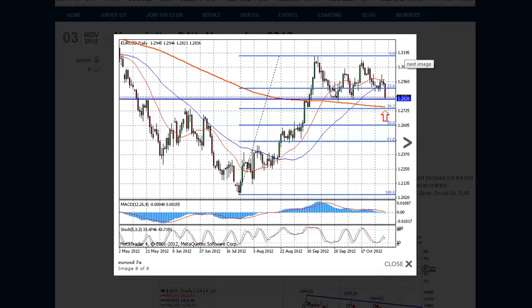Alternatively, if these current levels confirm support, the resistance is located at 1.29 and then 1.3, which would be a psychological round number as well. So just something for us to watch. The return of the price action below this 200 period moving average would be quite bearish for euro dollar in general.